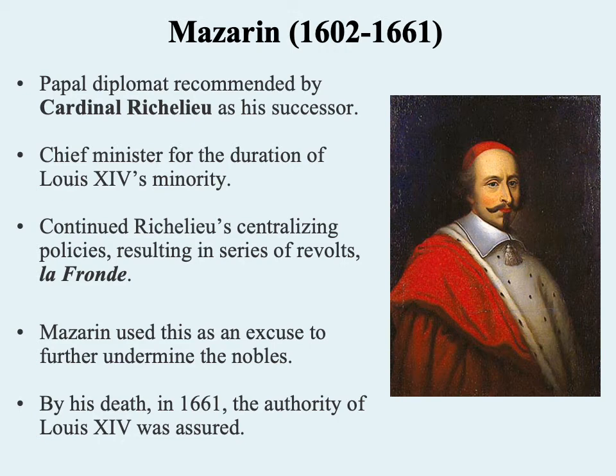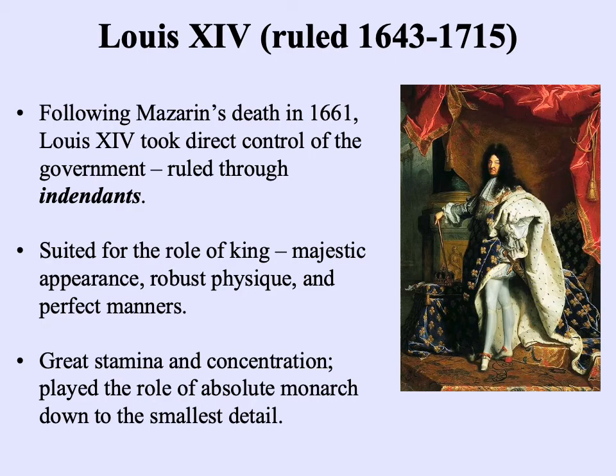And as it turns out, Mazarin is up to the challenge. In fact, he's going to use La Fronde as an excuse to further undermine the nobles. And by his death in 1661, the authority of Louis XIV is assured. And you could say that Louis XIV is going to seal the deal. Louis XIV will rule for a pretty lengthy period of time, 1643 to 1715. So kind of corresponding to the time of the English Civil War, the Restoration, all the way up to and beyond the Glorious Revolution, right?